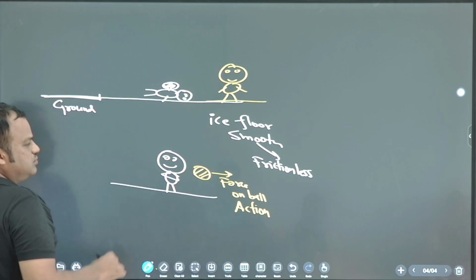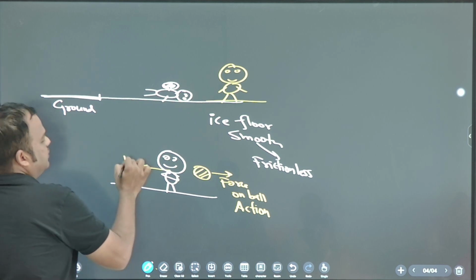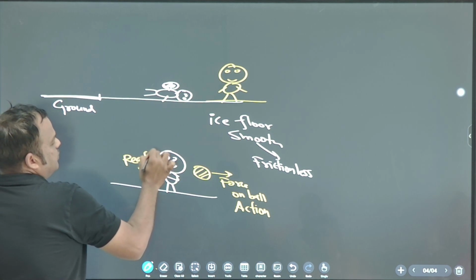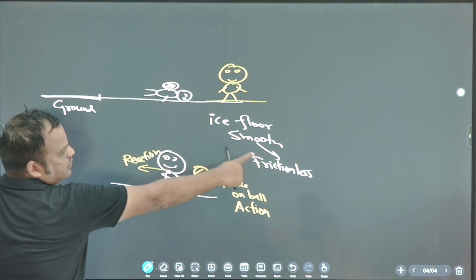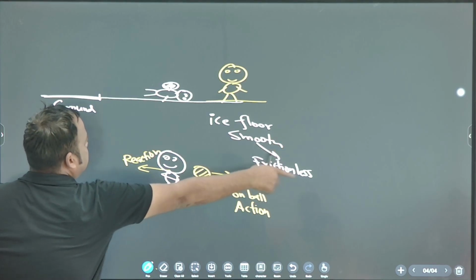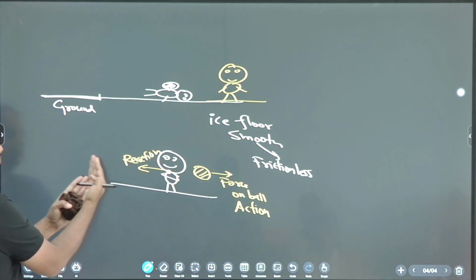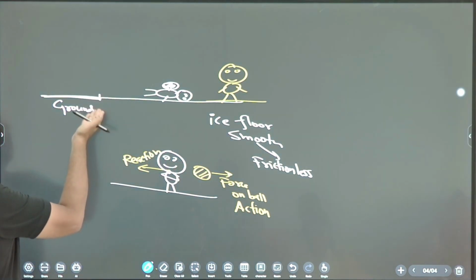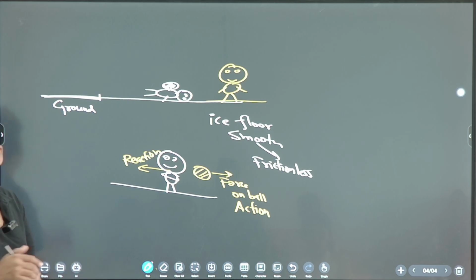This is action. So the person will experience force on the left side. That is reaction. Understood? Friction is not there. Frictionless. So this person will slide where? Left side. And if the ground is there, the person can come to the ground. Understood? Are you getting it or not?